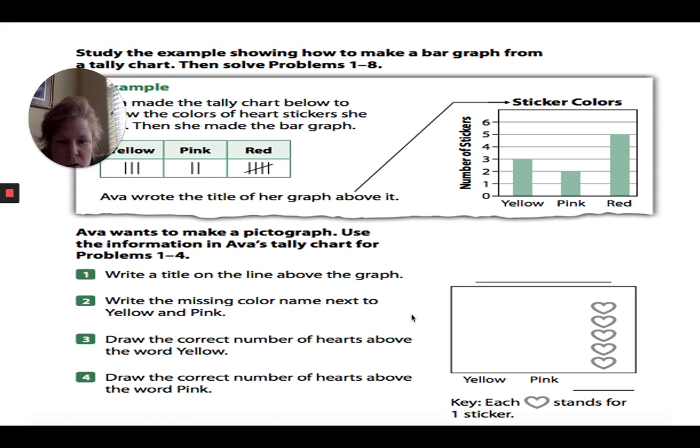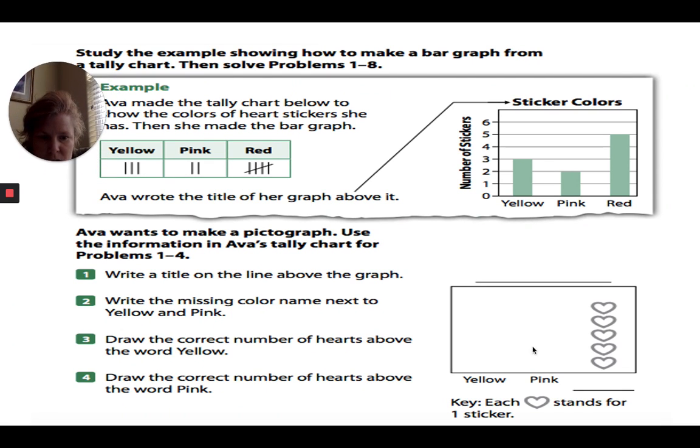Write a title. So Ava wants to make a pictograph. Use the information in Ava's tally chart for problems 1 through 4. So here is her little graph here. They want us to use Ava's information that we have up here for down here. So you would draw how many pink ones? So 2 hearts. How many yellow ones? Yellow, 3. All right, don't forget your title over here, sticker colors, and then answer your questions there.